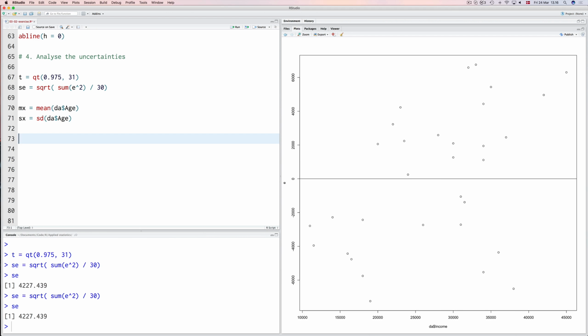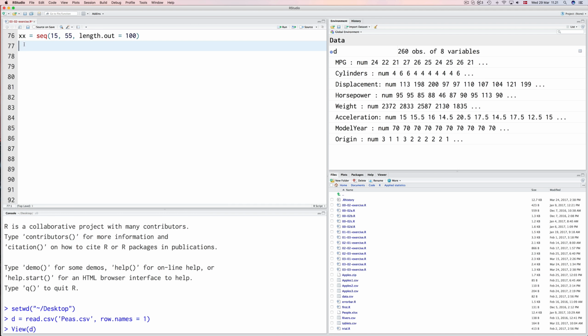We need to generate a sequence of age values. So I will use xx for that. So I say generate a sequence. Start from 15. Actually, the smallest age we have is 18. So I can start with 18, of course. Then end with 55, and then I will generate, for example, 100 values. And then I calculate the predictions using our model.